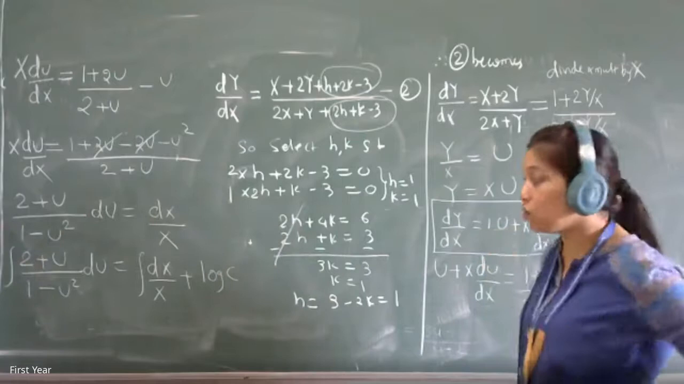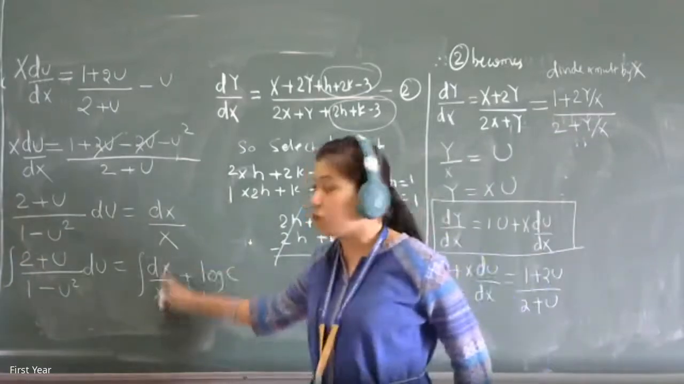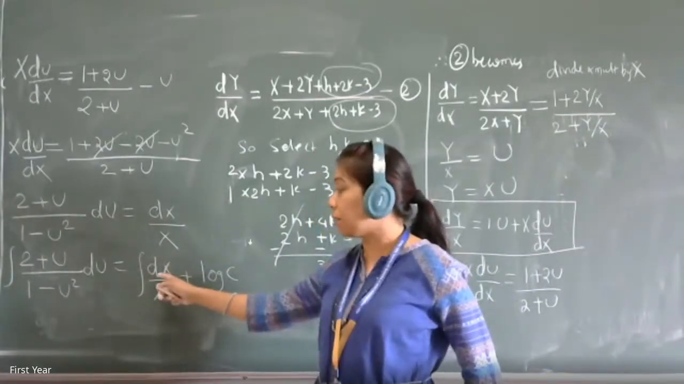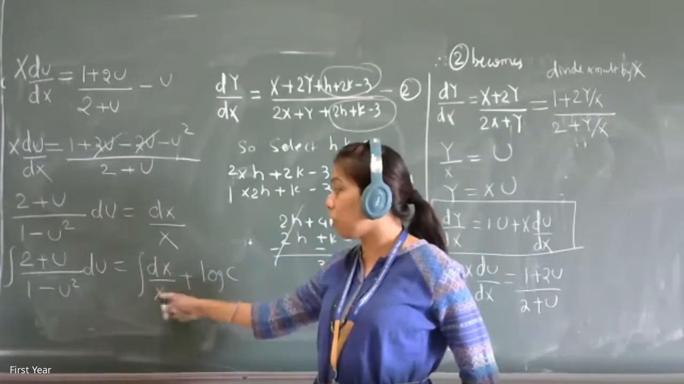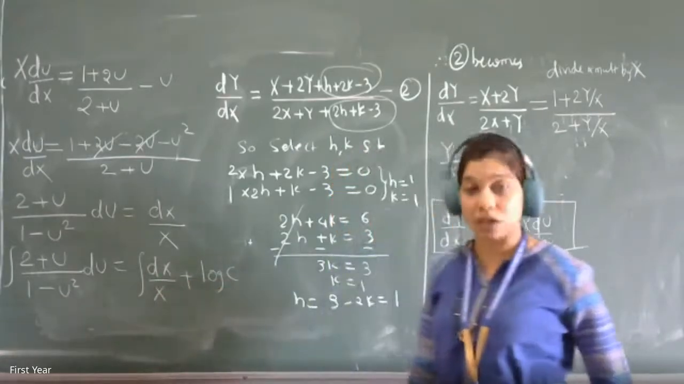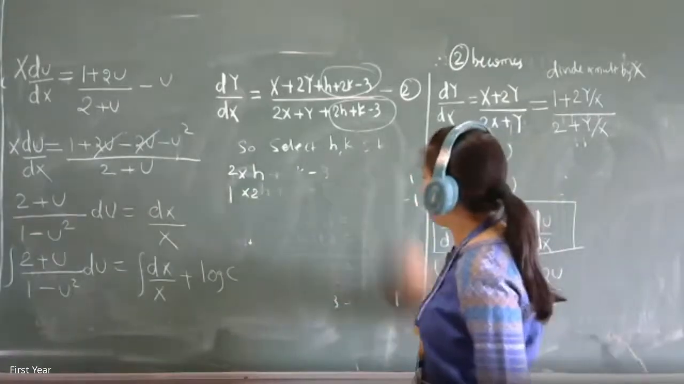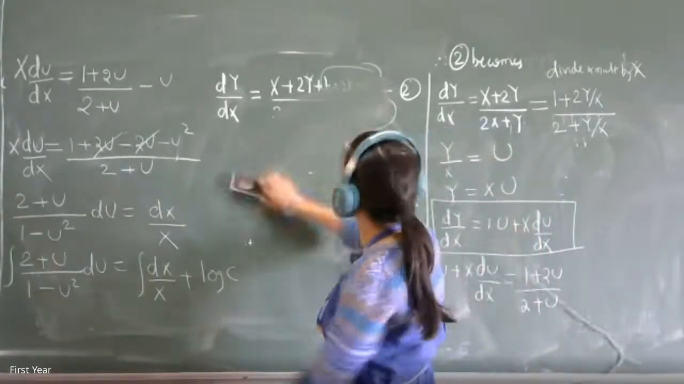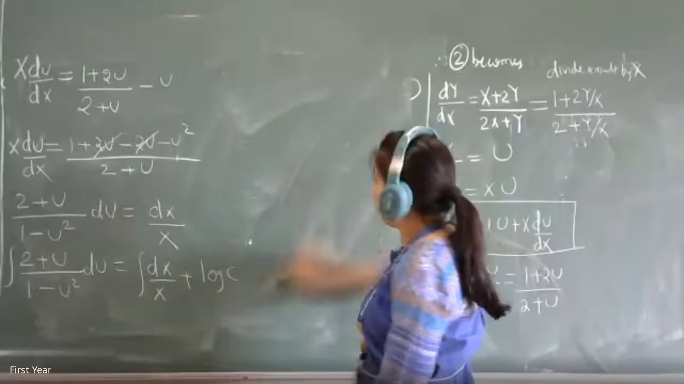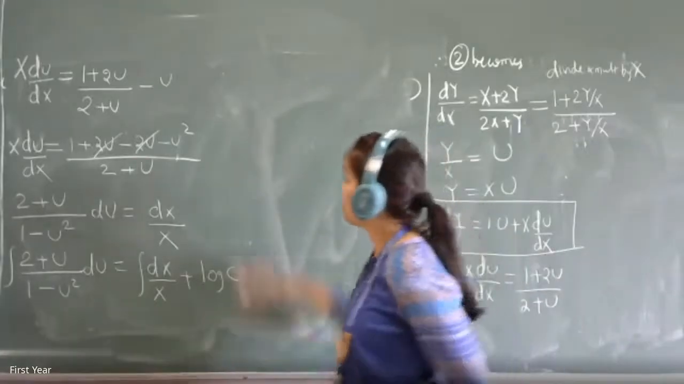See here, this is 1 by x. What's the integration of 1 by x? Log x. So I can take together log x plus log c as log of x into c. That's how I have written it. Okay, so till now everyone, it's clear? Yes, ma'am. Okay, so let's go ahead and solve this integration.